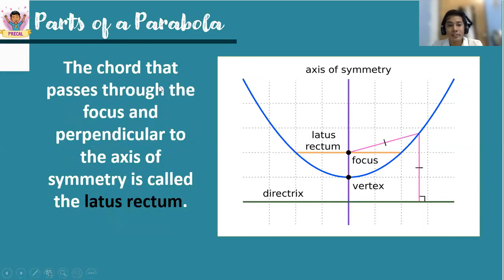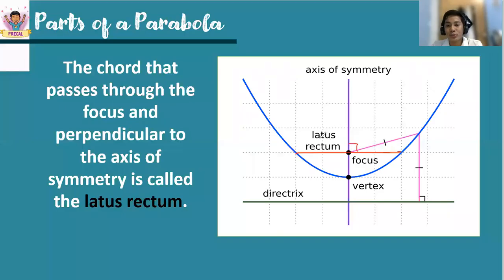The chord, again, is a line segment that passes through the focus and is perpendicular to the axis of symmetry, called the latus rectum. Notice this line. This is an imaginary line segment drawn which is perpendicular to the axis of symmetry. So we call this line the latus rectum.